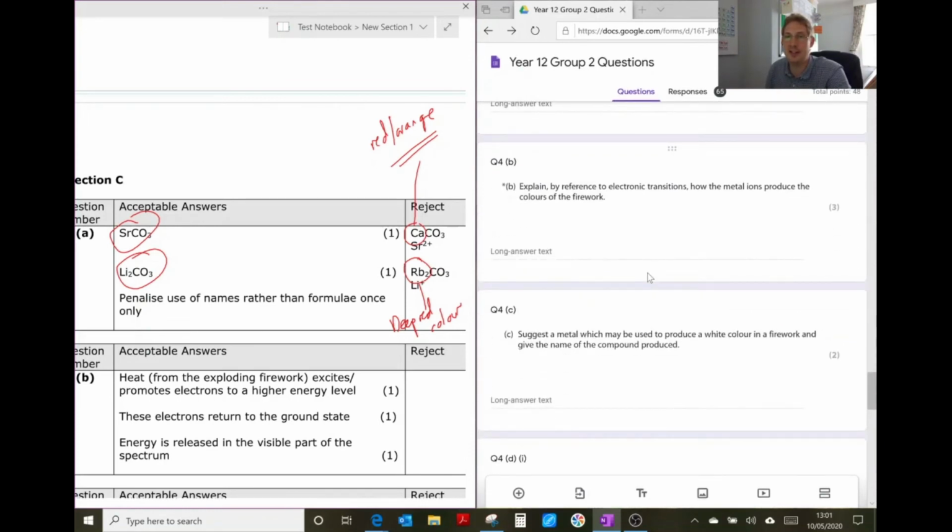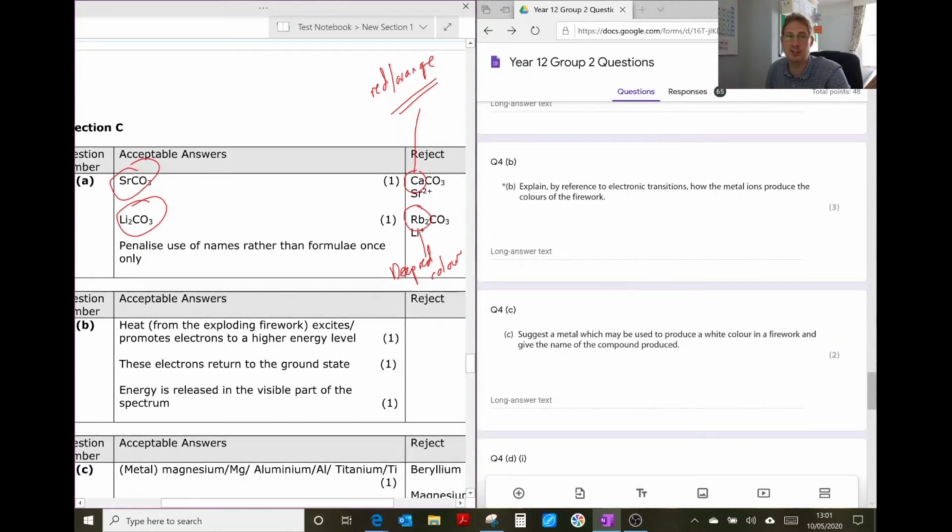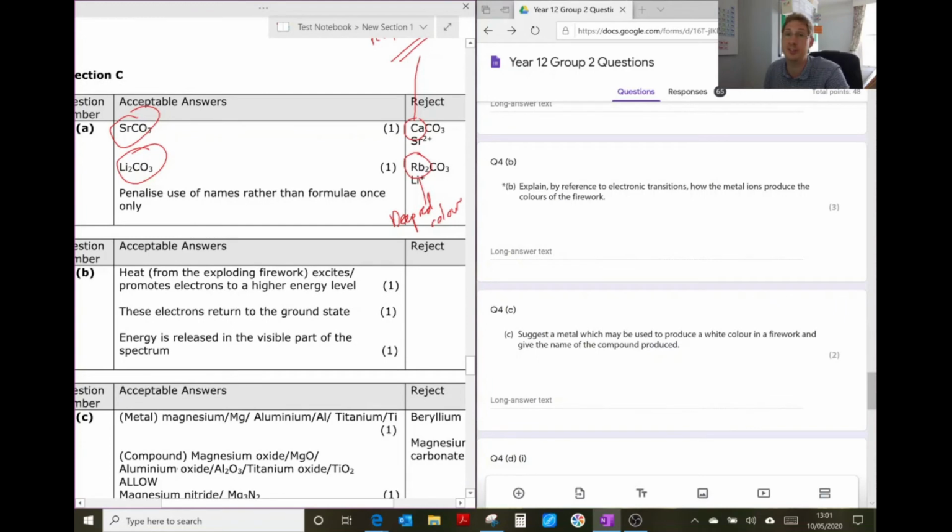Explain by reference to the electronic transitions how the metal ions produce the colours in the firework. Very simple, but some of you cannot explain this. You've got to be able to explain it. Heat, and lots of people miss this, heat promotes electrons to a higher energy level, 1 mark. These electrons return to the ground state, almost everybody got that mark. Energy is released in the visible part of the spectrum.